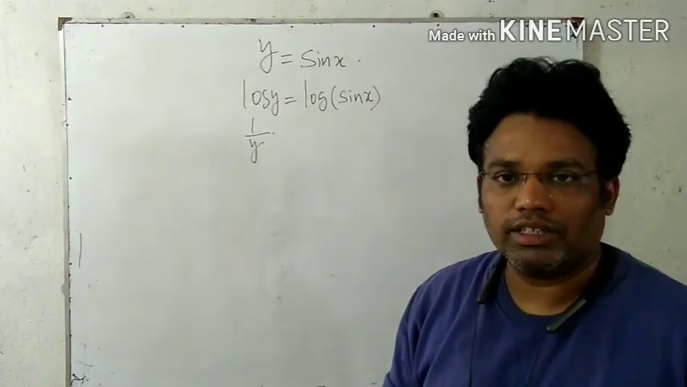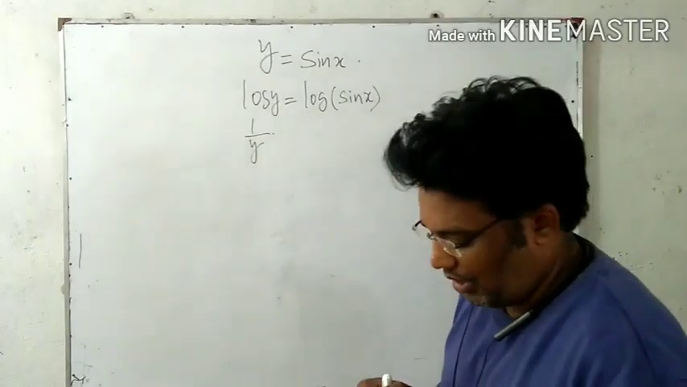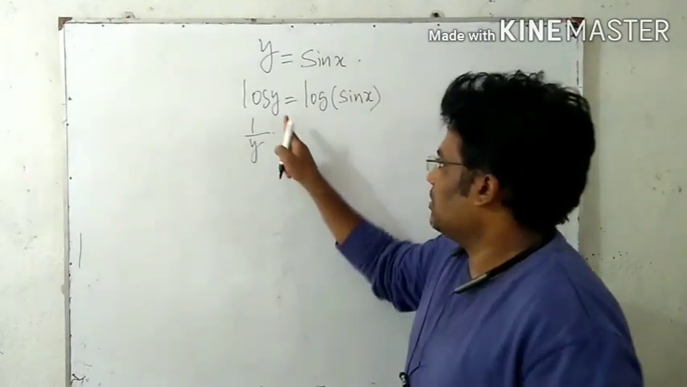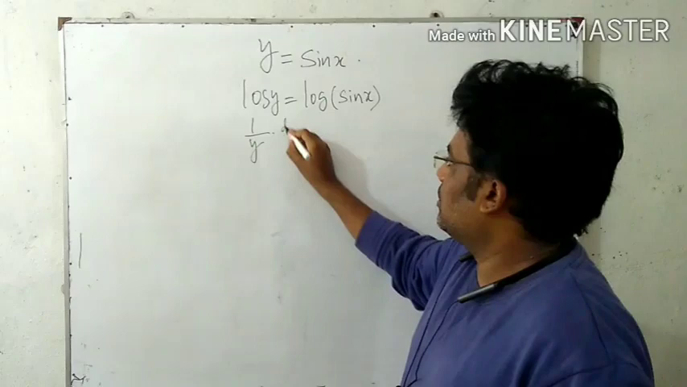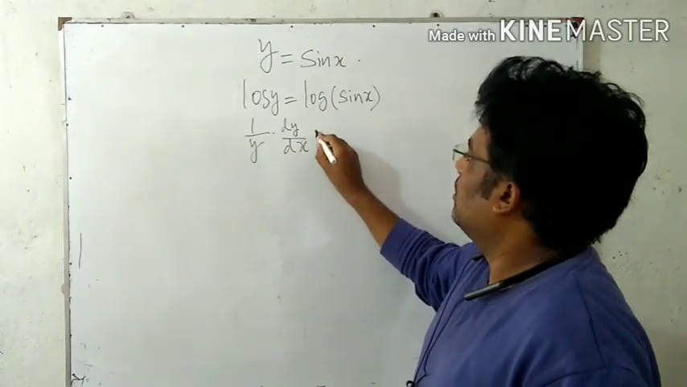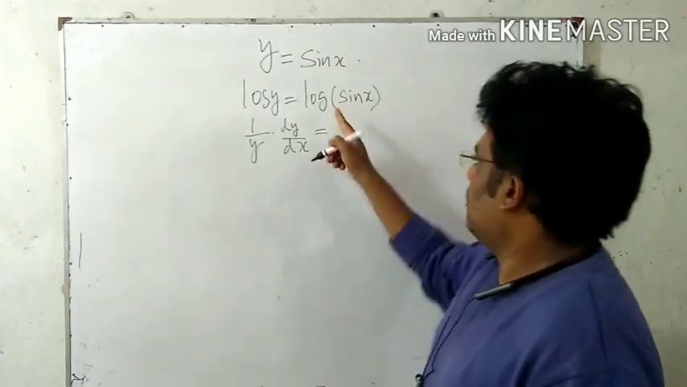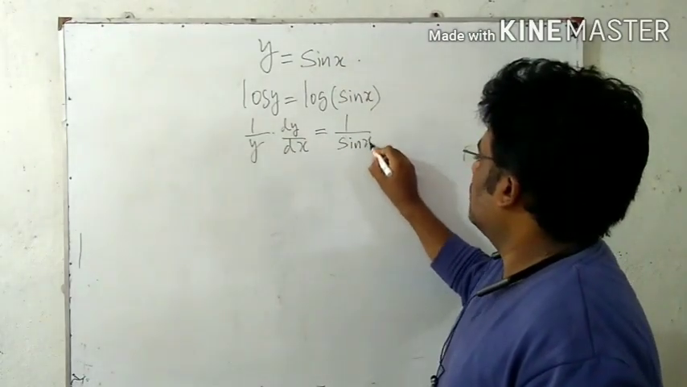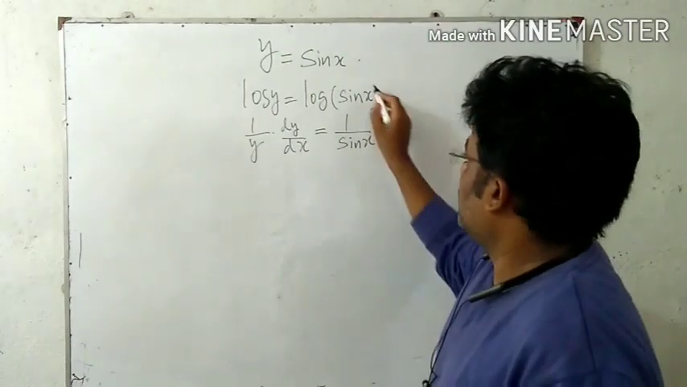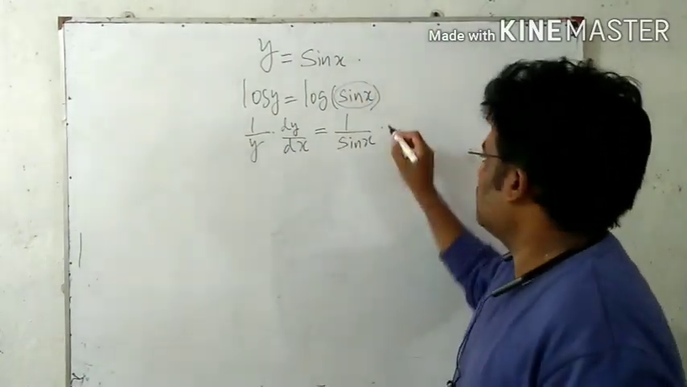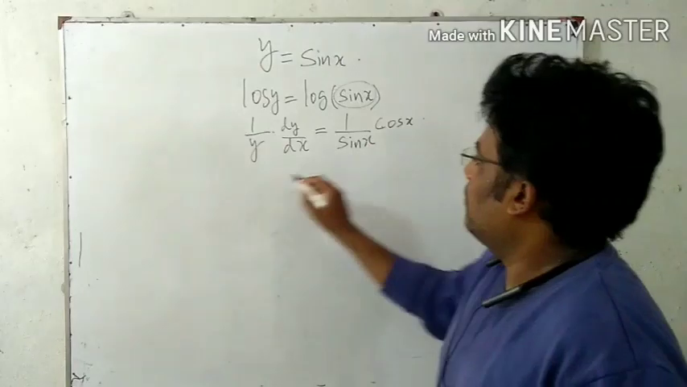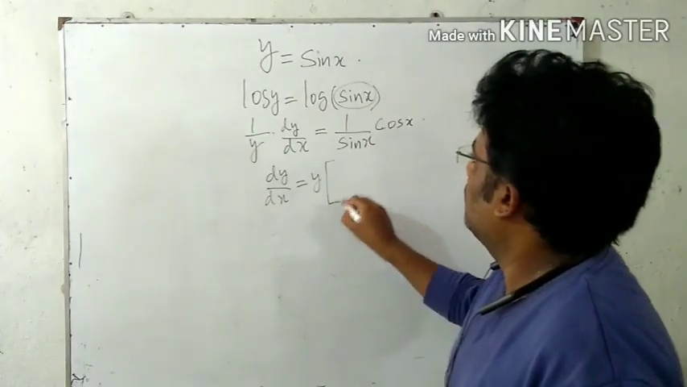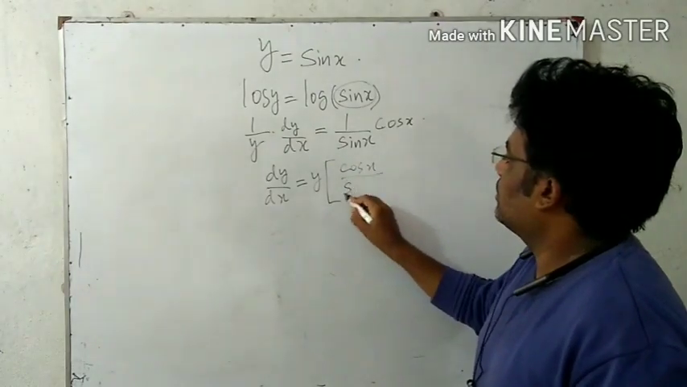Here, the differentiation of log x is 1 by x. Similarly, the differentiation of log of something is 1 by something, into the differentiation of that something, where the differentiation of y with respect to x is dy by dx. In the same way, the differentiation of log of sin x is 1 by sin x into the differentiation of sin x, which is cos x. So finally dy by dx equals y into cos x divided by sin x.